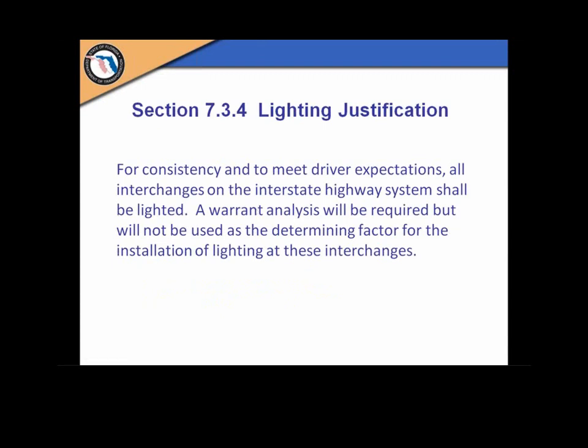Right now, the MUTS manual is what we tell designers to go through on an analysis for warrants for lighting. That MUTS manual is under review, undergoing changes right now. But we added a section in Chapter 7 that dealt with lighting justification. What we didn't want to do is to go through this exercise of the next 5 years of getting all of our interchanges lit, and then later on we end up with adding interchanges that were not lit down the road. So we put this in there as a lighting justification to cover interstate highway interchanges.